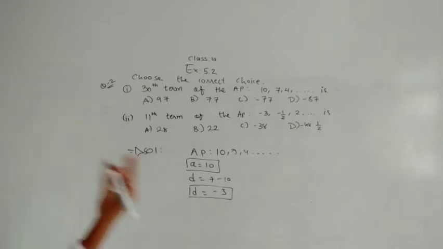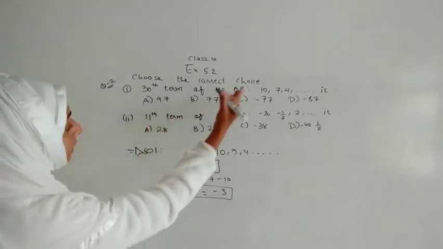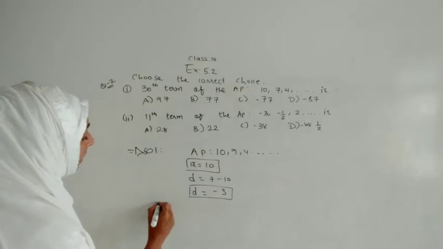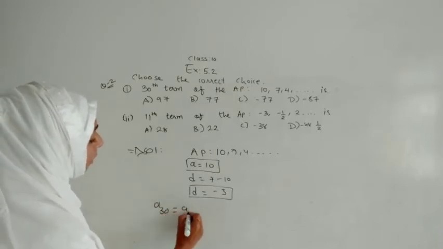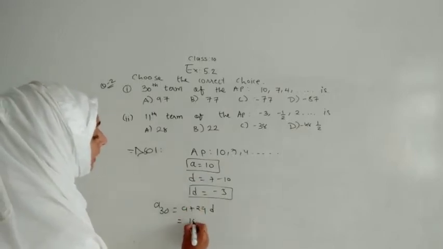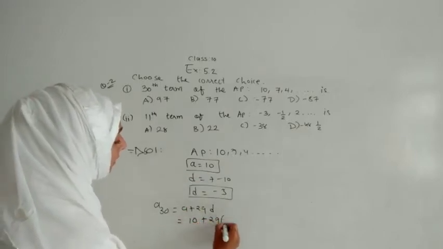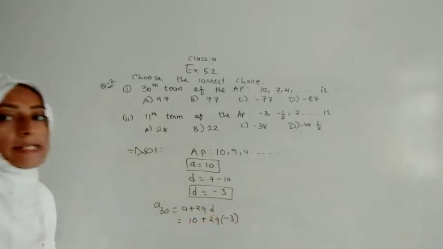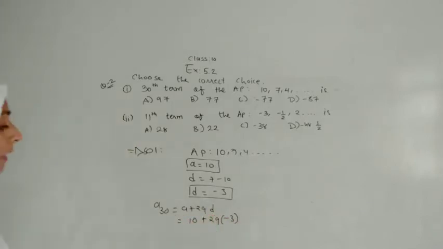Then what we will do? We will find the 30th term. So here let me write A30 is equal to A plus 29D. So let me write A, that is 10, 29 as it is, and the difference we will write as minus 3. So here let me solve it more.